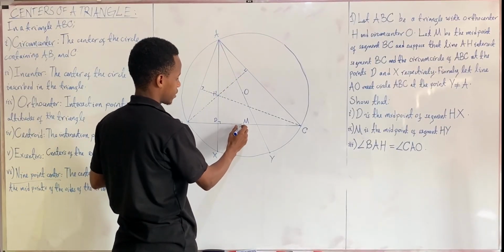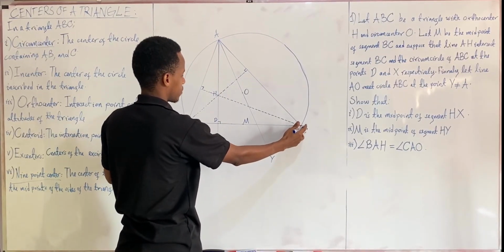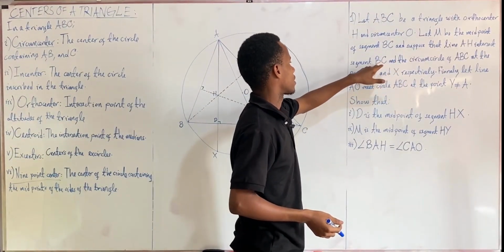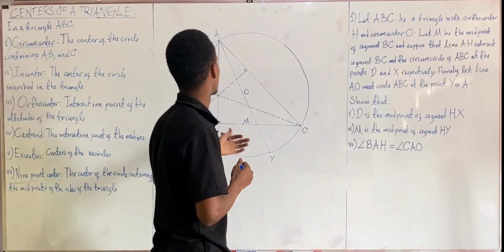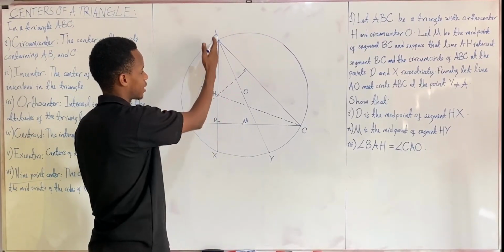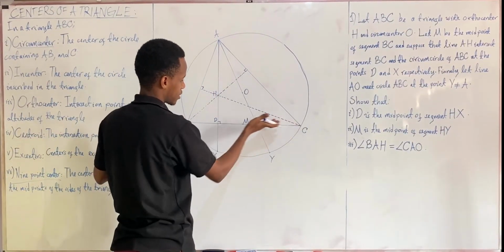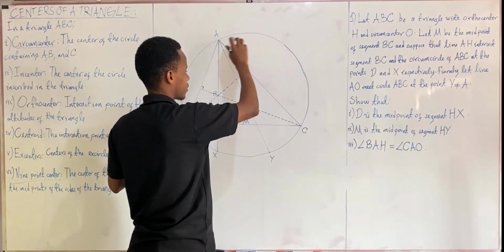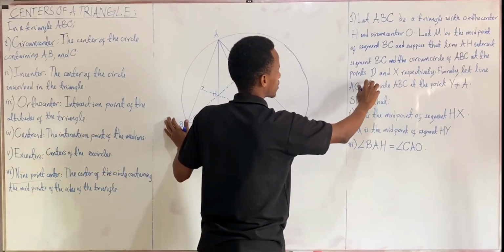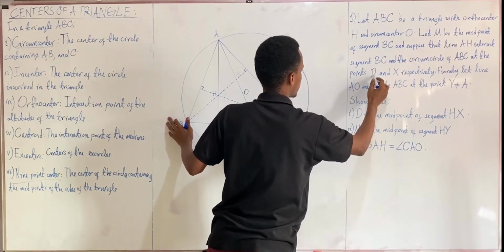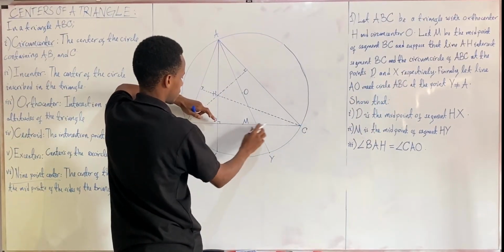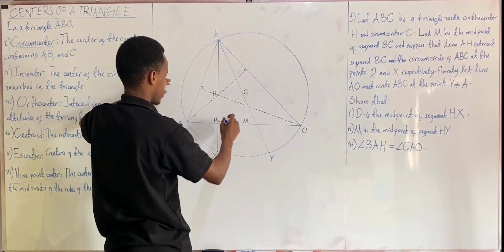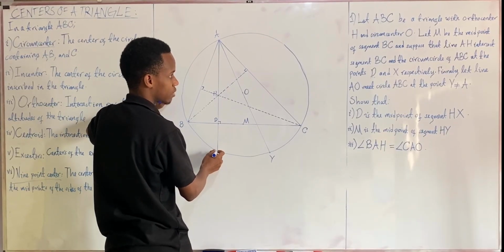So we have M here as the midpoint of the segment BC, and the line AH intersects segment BC. So line AH, the altitude, intersects segment BC and the circumcircle of the triangle ABC at the points D and X respectively. So D is the intersection of this line and this segment, and X is the intersection of the same line and the circumcircle. So we have our point D here and our point X.